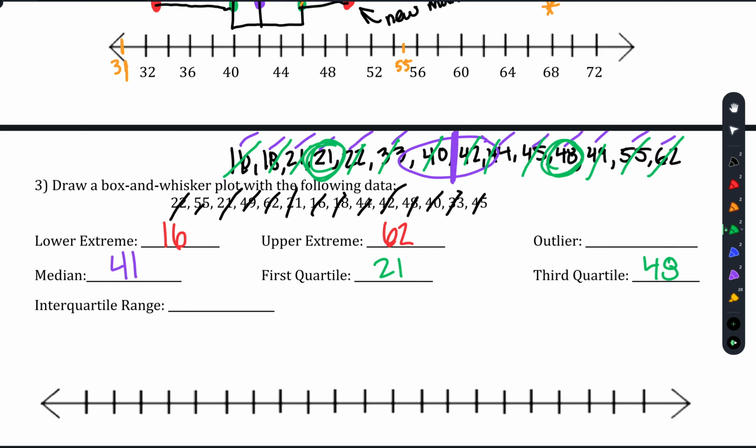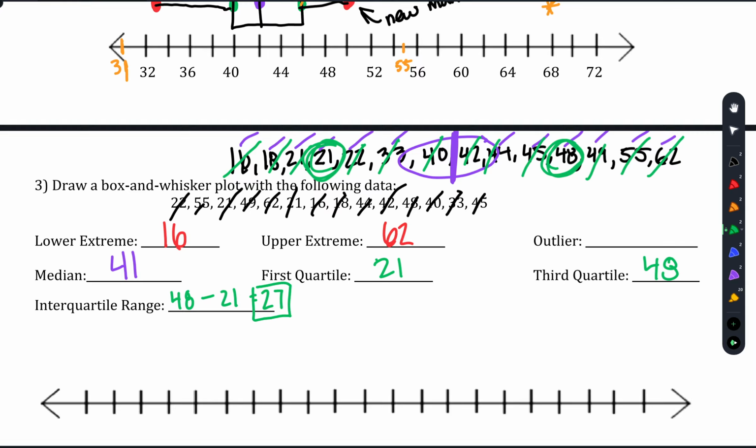The first thing we're going to find is the interquartile range. What's the interquartile range here? How do I find it? Anybody? We take our third quartile, and we're going to subtract our first quartile. So our interquartile range is 27.